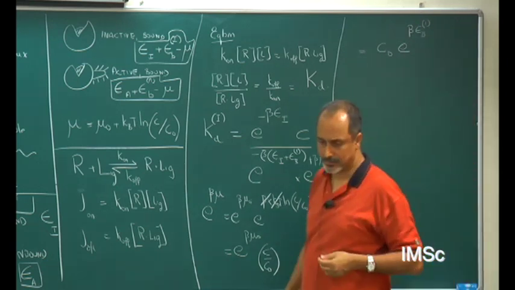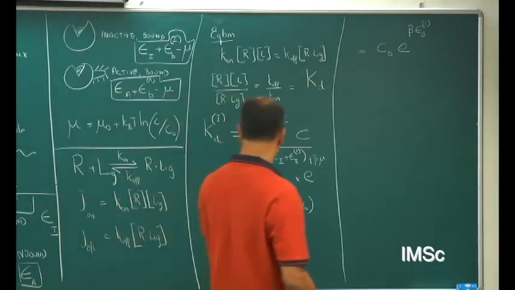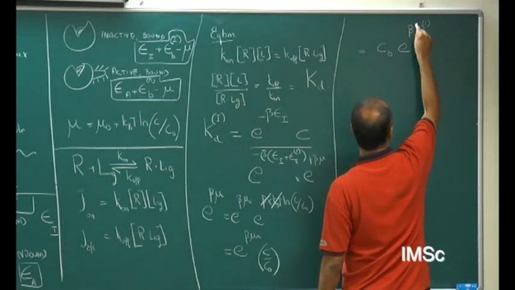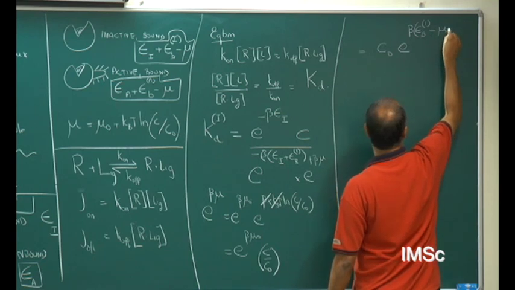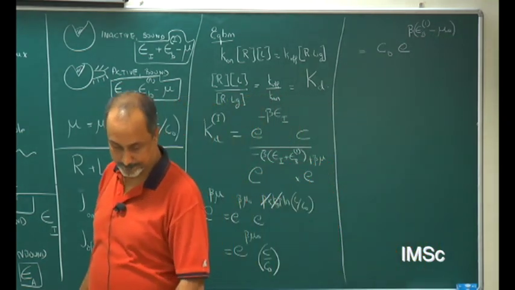And I think that's all. Is that right? And there's a factor of mu naught here. Minus mu naught. Is that right? You just check that for me.